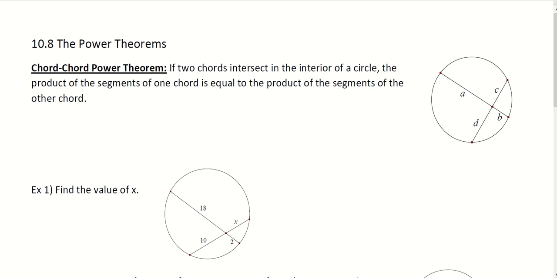Welcome back. We're going to talk about 10.8, the power theorems today. We're going to start off with a theorem, the chord power theorem. We're going to look at this figure over here on the right.